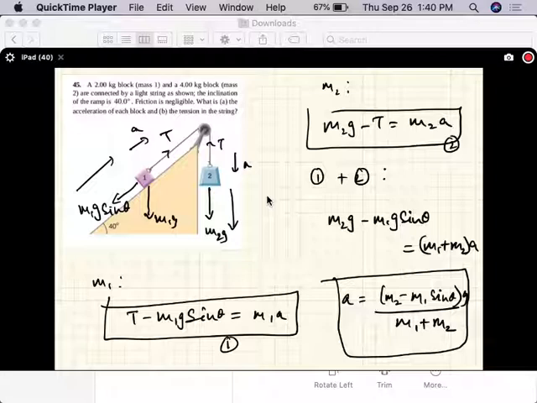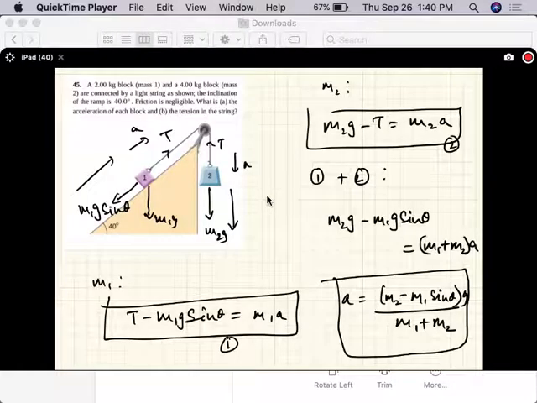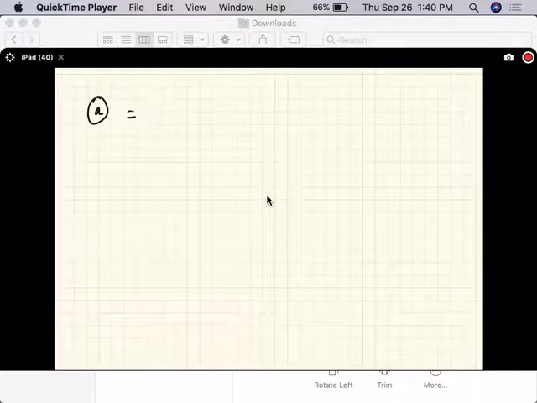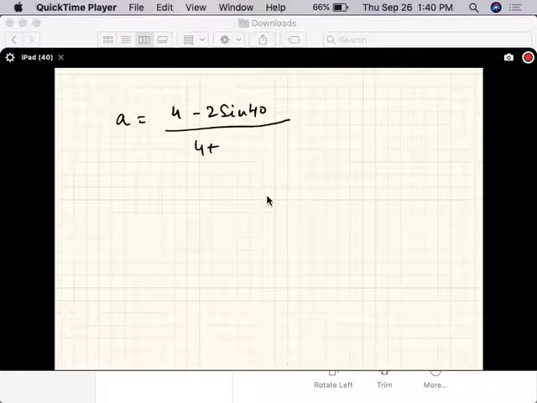All right, so here's the acceleration and the tension in the string. Okay, so now, let's calculate the acceleration first. So let's put in the numbers. What are the masses? 4 and 2 kgs and sine 40. So that is the acceleration.